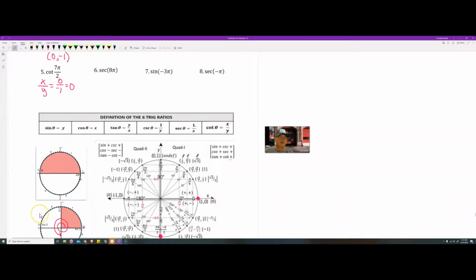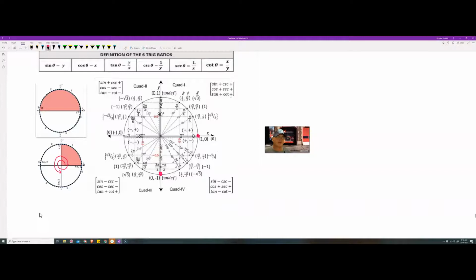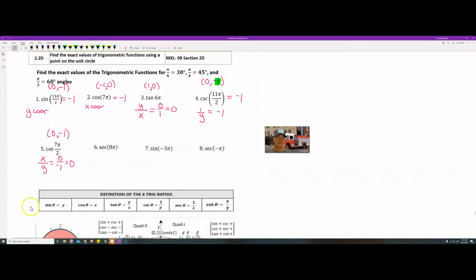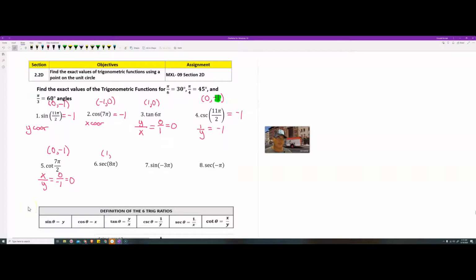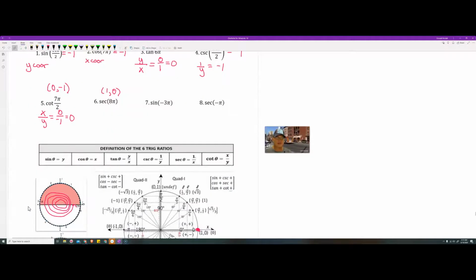Okay, secant of 8 pi. Well, that's halves. So 1 pi, 2 pi, 3, 4, 5, 6, 7, 8. My endpoint is going to be 1, 0. Secant is 1 over x. So that's 1 over 1. I'm taking the 1 and flipping it, which just means it's still 1.